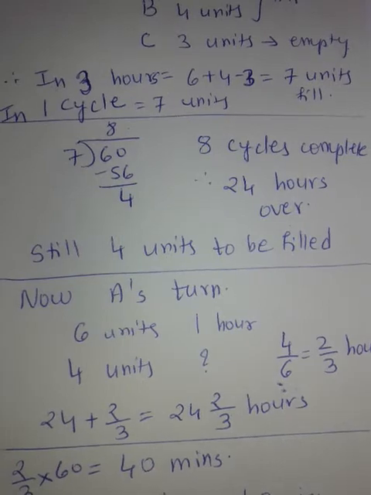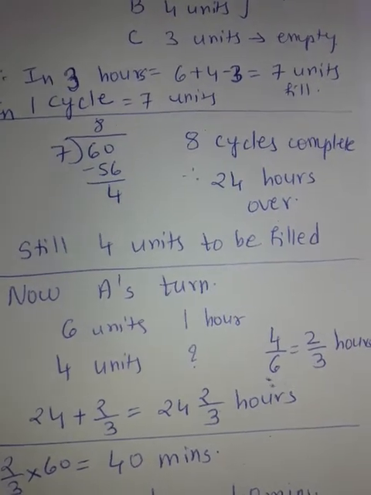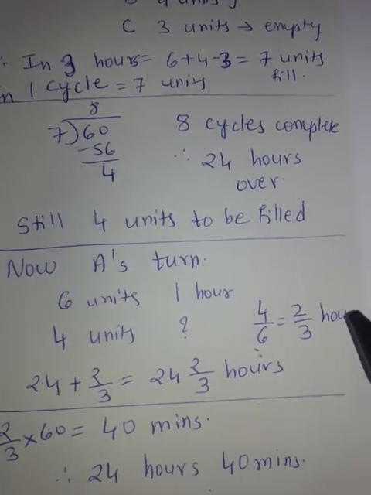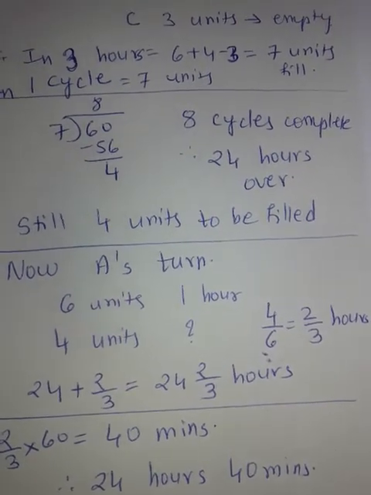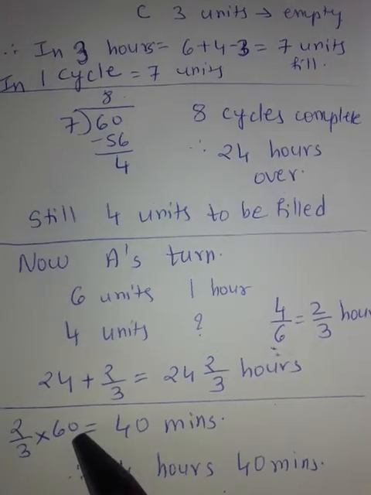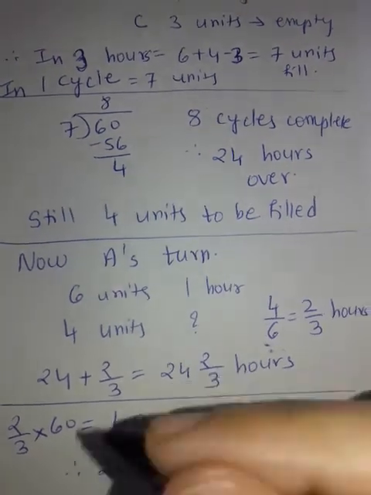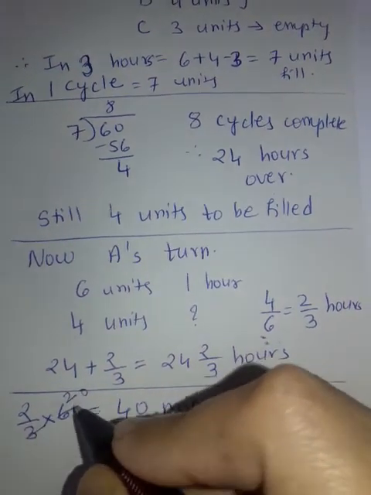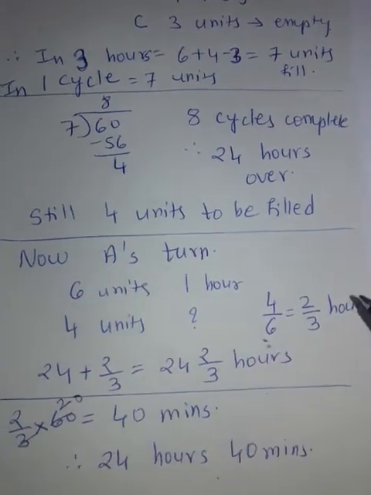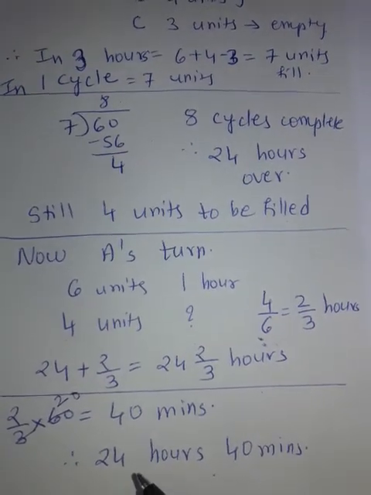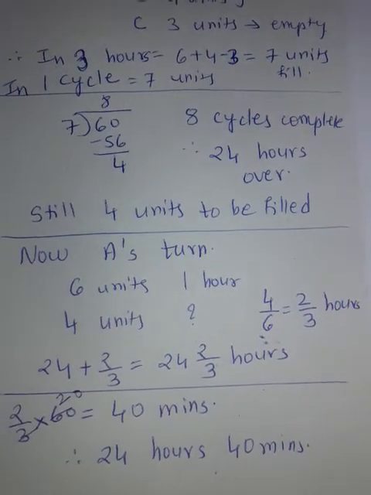But sometimes answer is given in hours and minutes. So what we need to do? These 24 hours are there, but about this 2 upon 3 hours, we need to convert it into minutes. How do we convert? 2 upon 3 into 60. 3 ones are, and this is 20. 2 2s are 40. So 40 minutes. 2 by 3 hours means 40 minutes. So your answer will be 24 hours, 40 minutes.